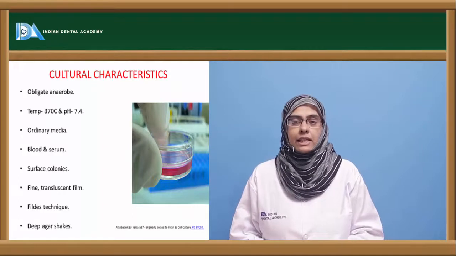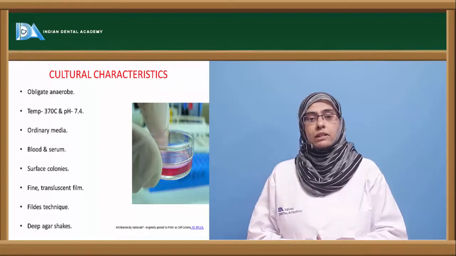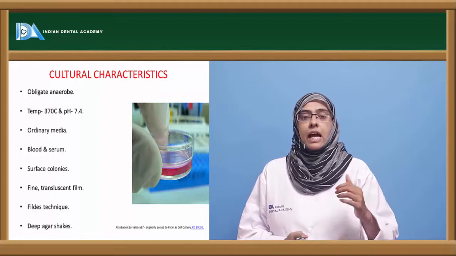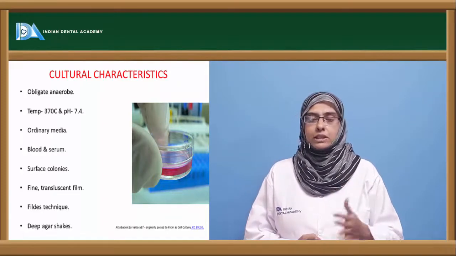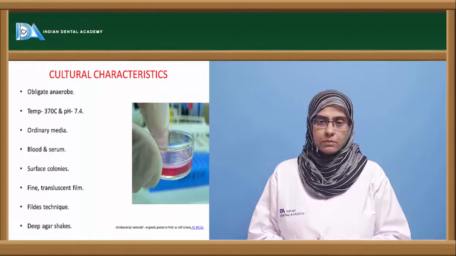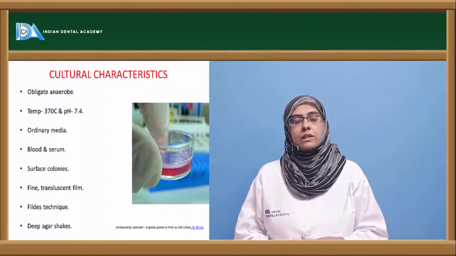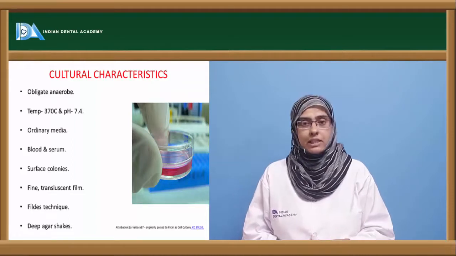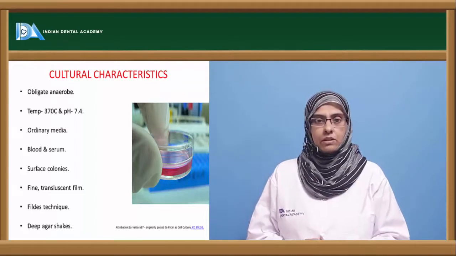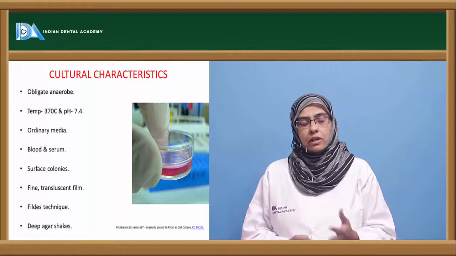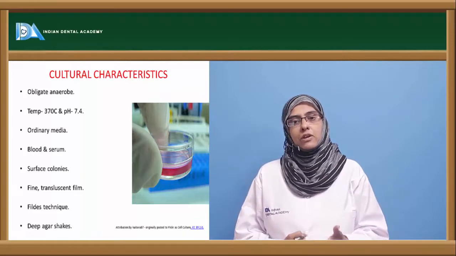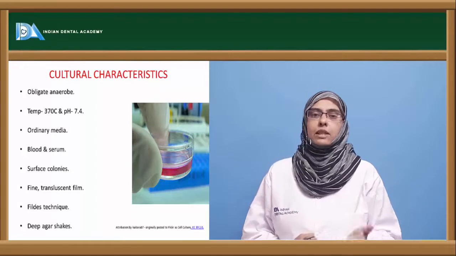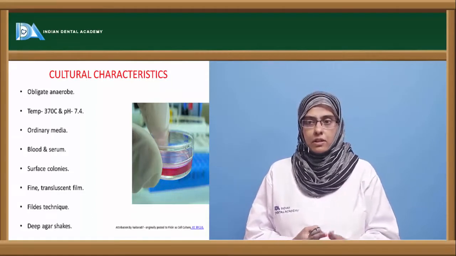Coming to the cultural characteristics, this organism is an obligate anaerobe, that is, strictly anaerobic in nature, and exposure to even a little oxygen can inhibit its growth. The temperature at which the organism satisfactorily grows on the media is 37 degrees centigrade and the pH is around neutral, that is 7.4. This organism can be grown easily on ordinary media, but by enriching the media with blood and serum, we can easily get the pure culture of the organism.